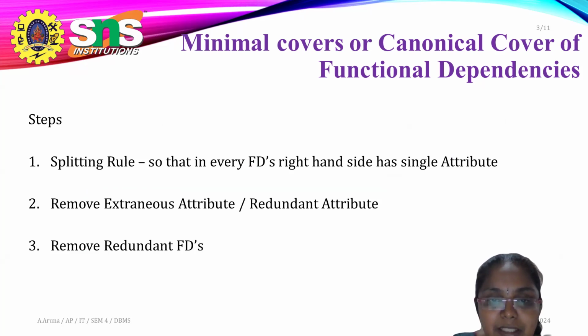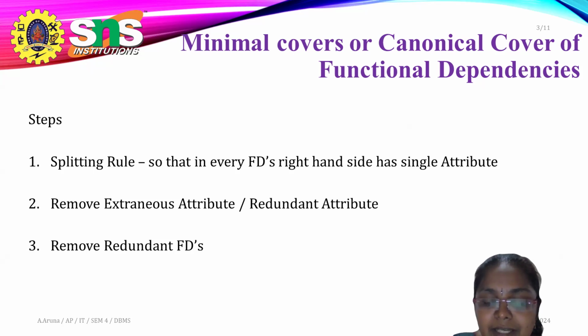One is we have to split the rule so that in every functional dependency the right hand side must have a single attribute. Second, if any extraneous or redundant attribute is present in the left hand side, we have to remove it. The third thing is you have to remove the redundant functional dependencies, either direct or indirect.